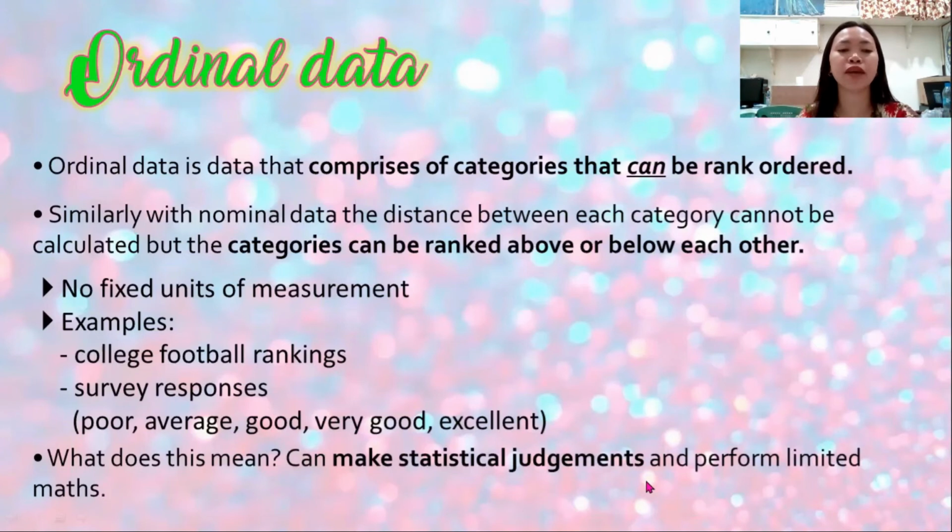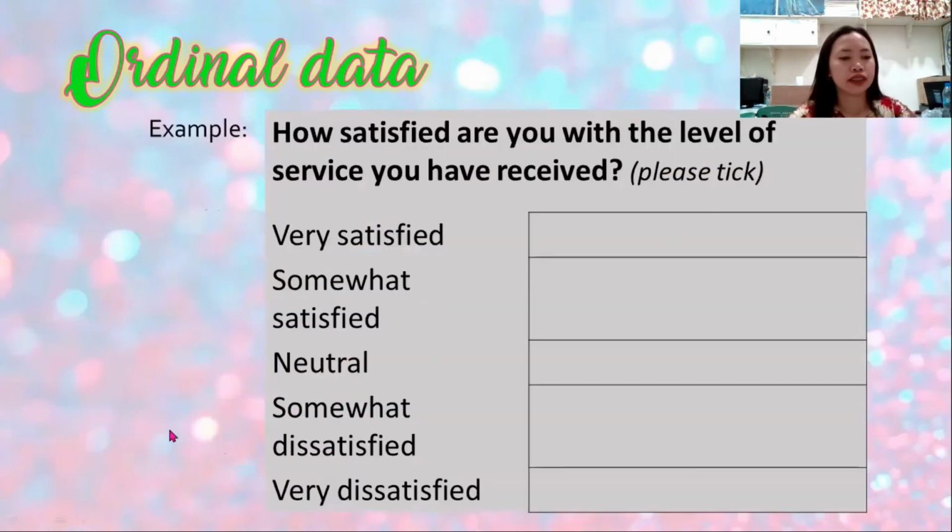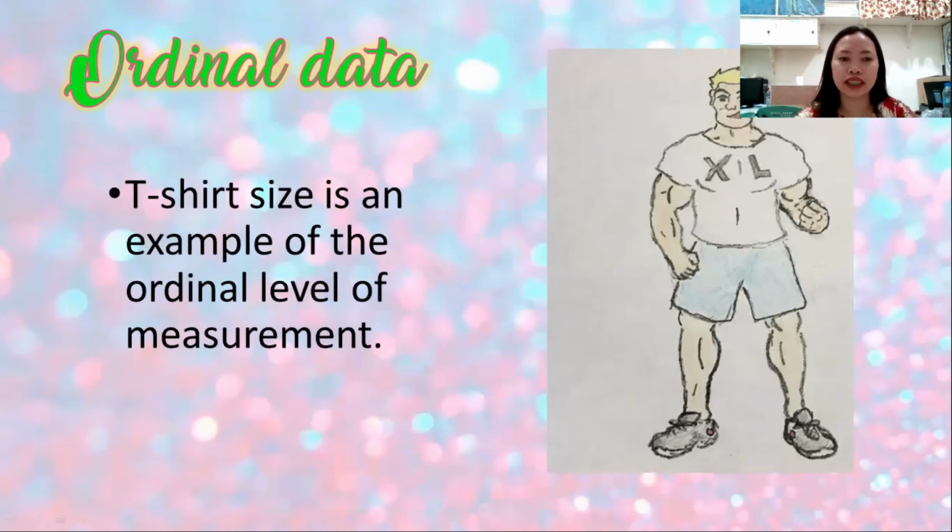A very good example of this is the college football rankings or survey responses like poor, average, good, very good, excellent. Example, like in a survey, how satisfied are you with the level of service you have received? You just have to check very satisfied, somewhat satisfied, neutral, somewhat dissatisfied, or very dissatisfied. That is ordinal data. Another, t-shirt size is an example of the ordinal level of measurement. Are you aware of that?